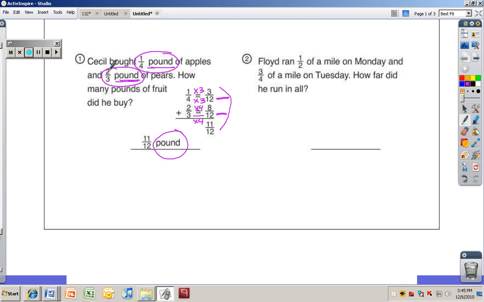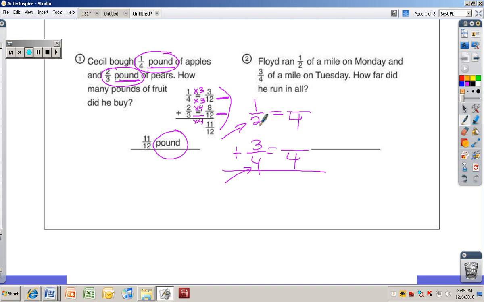All right, Floyd ran 1/2 of a mile on Monday and 3/4 of a mile on Tuesday. How far did he run in all? Which means that I'm adding these together. I'm adding 1/2 and 3/4. And I have to find a common denominator. The biggest denominator in this is 4. And I'm going to skip count by 4s. First count of 4 is 4. I ask myself, does 2 go into 4? And yes, it does go in evenly. So that is my common denominator.